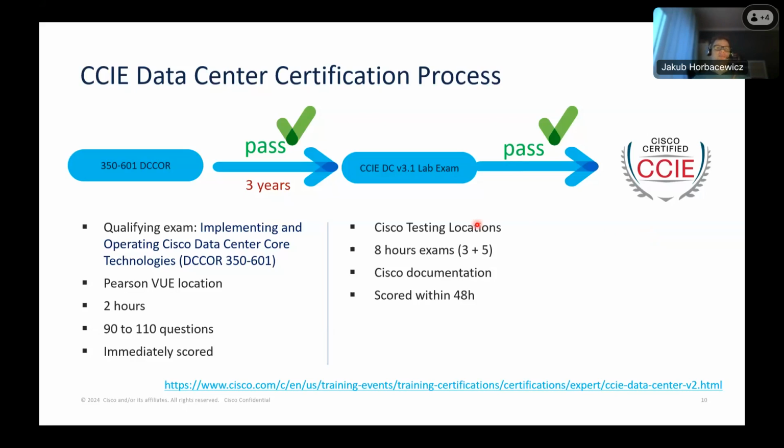Version 3.1 exam is an 8 hour exam that consists of 2 modules. The first module is called design, and it has a limit of 3 hours. The second module is called deploy, operate, optimize, and it has a limit of 5 hours. So 3 plus 5 equals 8 hours combined. As with other CCIE exams, you have access to the Cisco documentation during the exam, and you are not scored automatically. You will get the score of your exam within 48 hours, right?